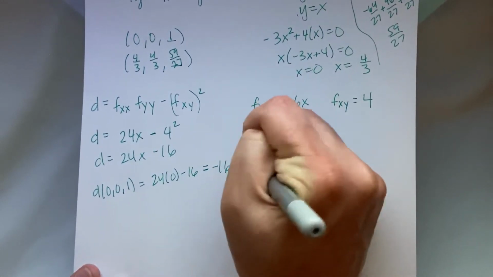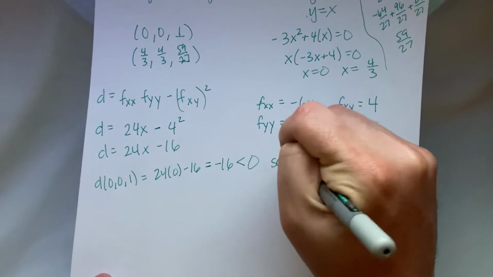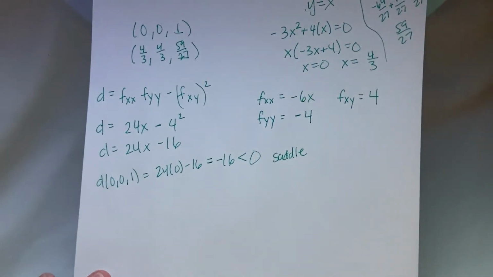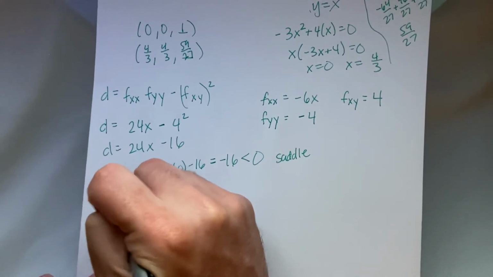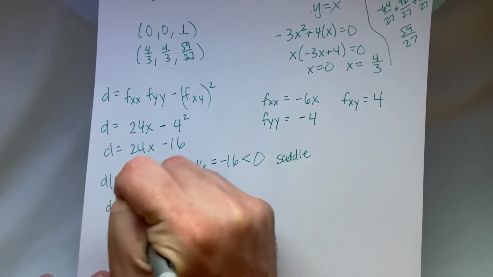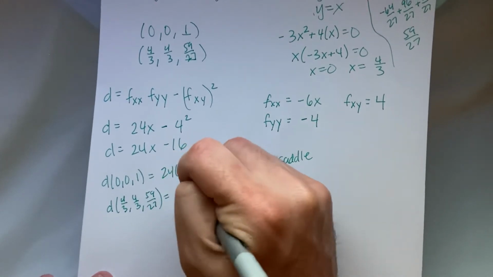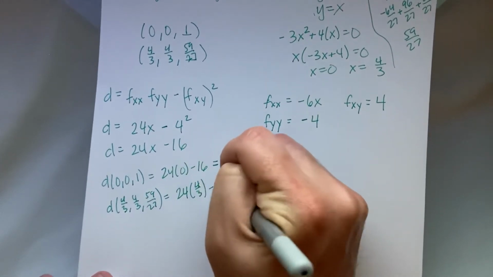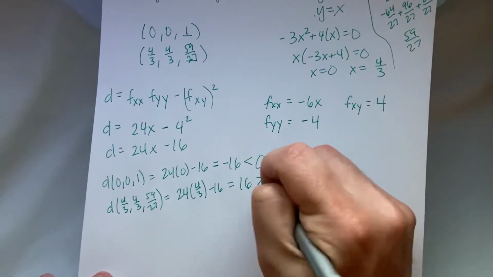So when I plug in 0, so 0, 0, 1, I get 24 times 0 minus 16, which is negative 16. We said if it's less than 0, this is automatically a saddle point, which means it's neither a max nor min. However, when I plug in 4/3, I get 24 times 4/3 minus 16. This is actually 32 minus 16, which is positive 16.